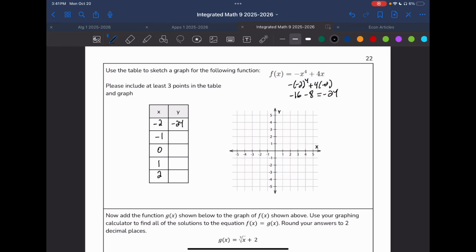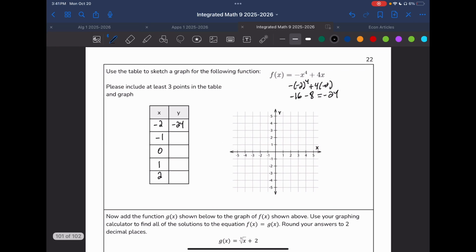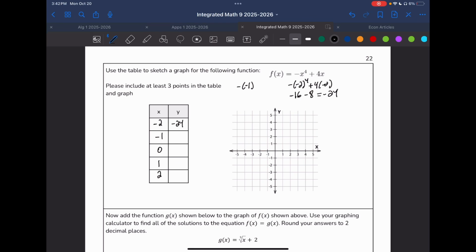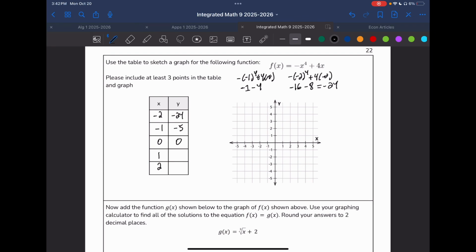For -1, we will have -(-1) to the fourth plus 4 times -1. That becomes positive 1 made negative, so -1 minus 4, so -5. 0 is just going to be 0. 1 is going to be -1 to the fourth plus 4, so 1 is going to be positive 3. And then 2 is going to be -16 plus 8, so -8.